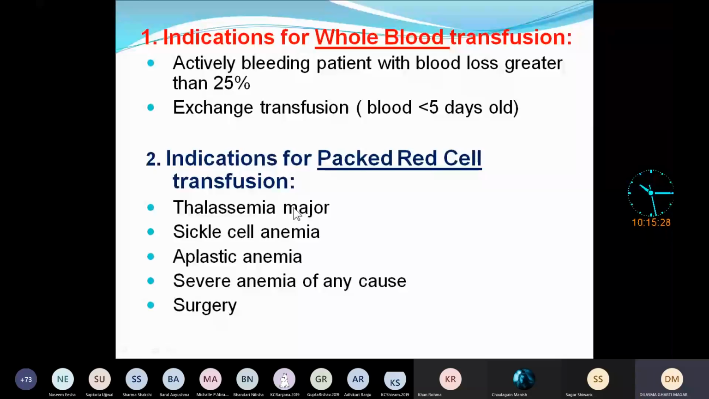Understood here? So packed red cells we can give in thalassemia major, sickle cell anemia, aplastic anemia, severe anemia of any cause. Means whenever severe anemia is there. Anemia means the hemoglobin is not there or the RBC is not there, isn't it? So we can give in case of severe anemia and also in case of surgery. This slide is clear?